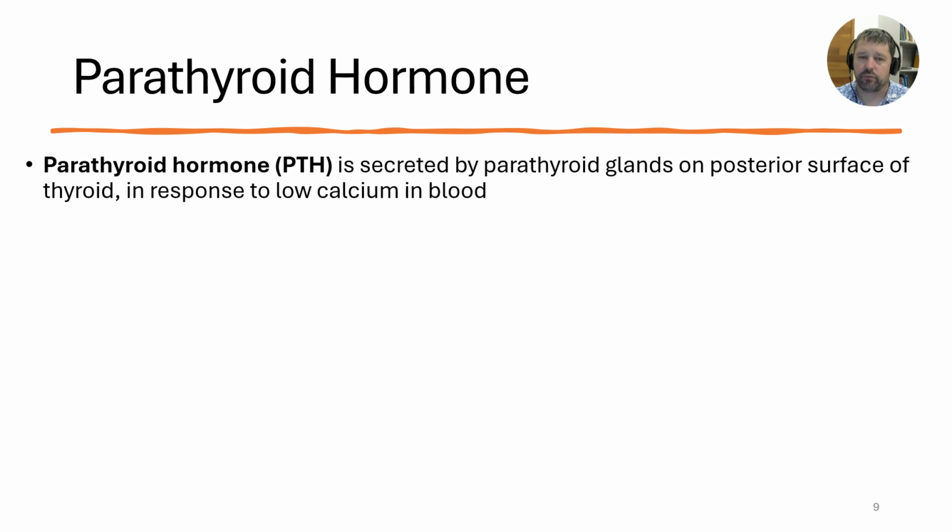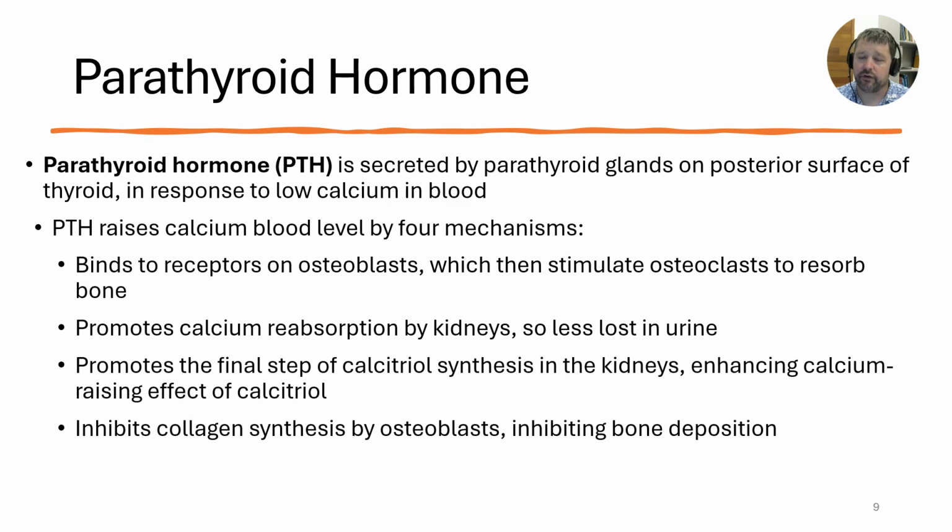right next to your thyroid gland, and it also reacts to low calcium in the blood. Okay? When it does that, it has four mechanisms to increase calcium in the blood. First, it can bind to the receptors on the osteoblast, so it makes it so they can't use calcium. Okay, so that holds the calcium back in the blood. Okay, and it stimulates osteoclasts to reabsorb bone. So it's the opposite effect of calcitonin.